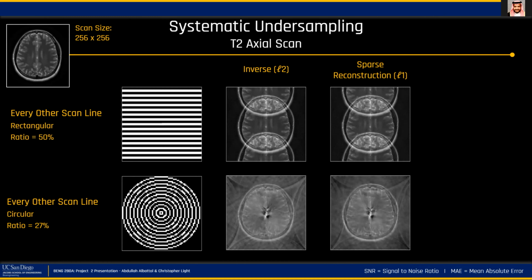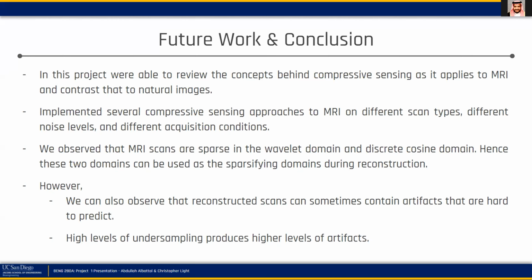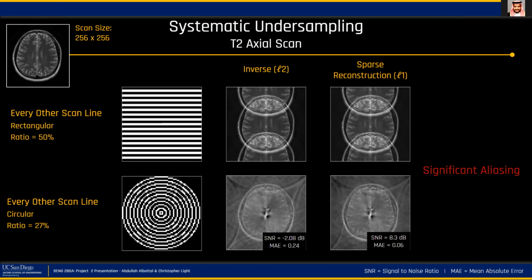Now, one of the constraints for compressive sensing is that the aliasing or the noise has to be non-coherent. Once you induce coherent noise, you cannot use it to reconstruct, due to the significant aliasing that we can see.